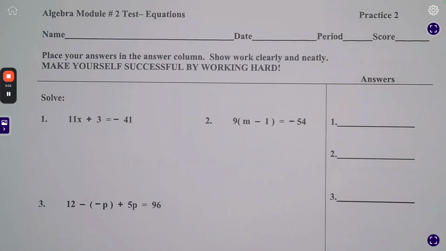All right, let's go. This is algebra. This is test prep. This is practice number two.